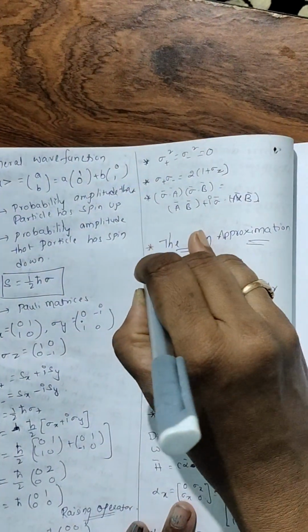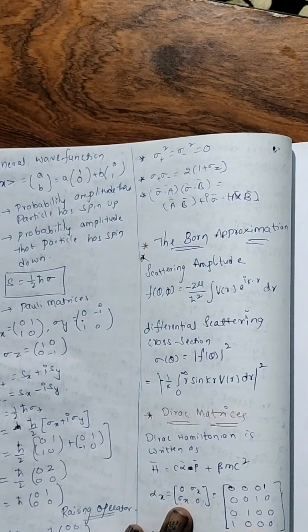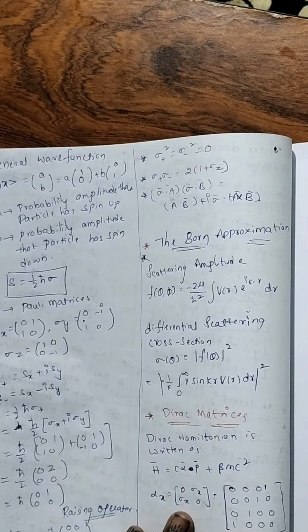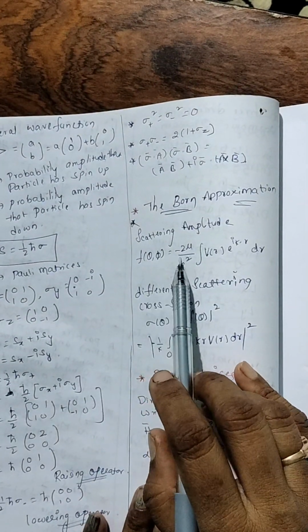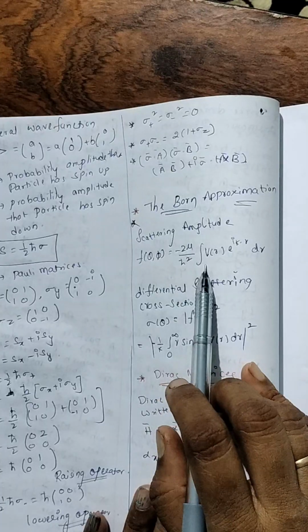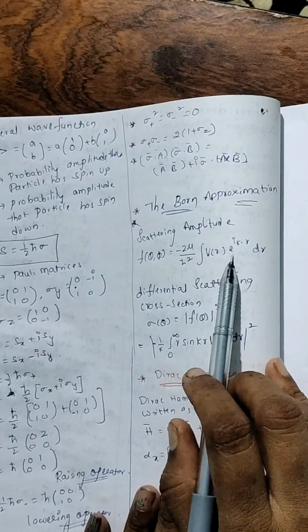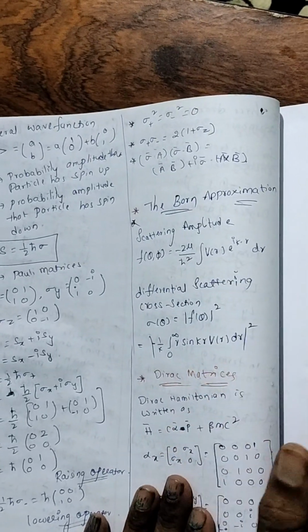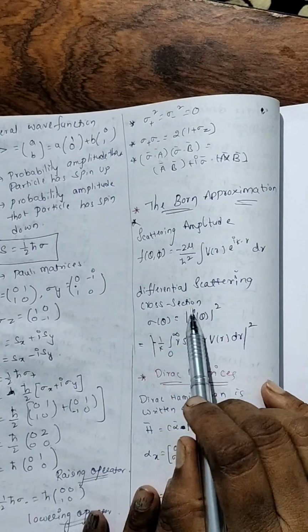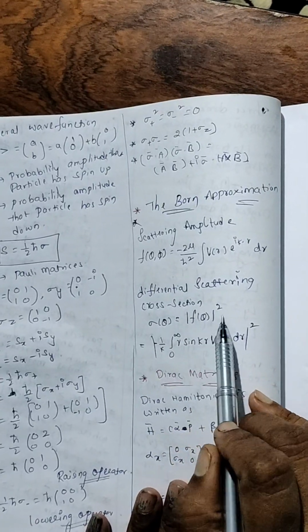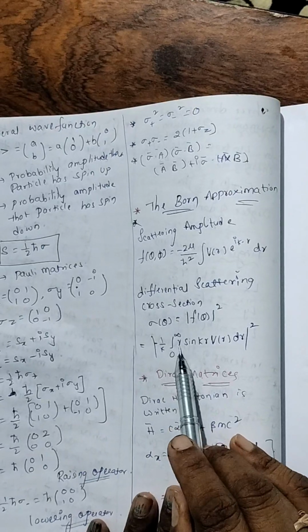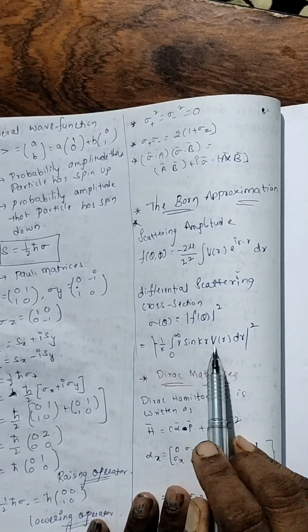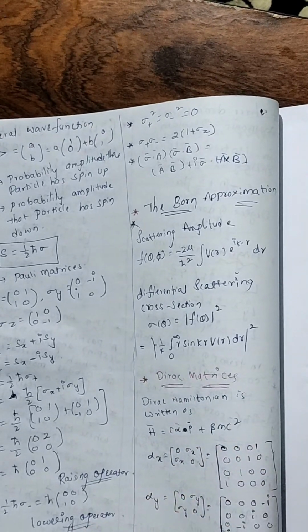Now this is also important: the Born approximation, the scattering amplitude formula. F of theta comma phi equal to minus mu by h cut square integral V of r e to the power of I k dot r dr. Now differential scattering cross section sigma of theta equal to f of theta whole square. So this is minus 1 by k integral 0 to infinity r sin kr V of r dr whole square.